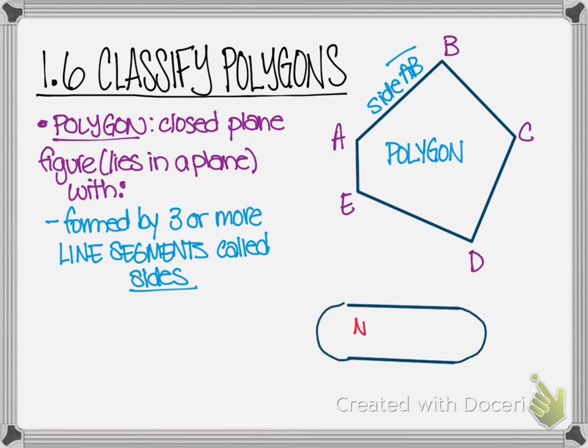Notice that these are line segments, so my writing's going a little fast here. This would not be a polygon down here since I've got this arc shape. This is not a line segment.